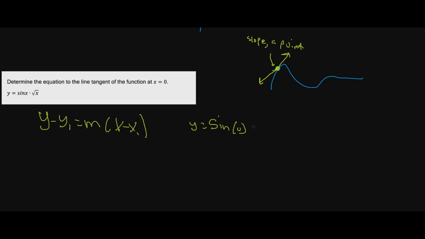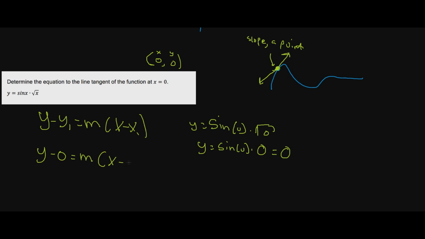So y is equal to sine of 0 times the square root of 0. Even if you didn't know what sine of 0 was, what's the square root of 0? It's 0. And what's 0 times anything? We get 0. So we know for a fact then, okay, I'll write it over here, that my x value is 0, my y value is 0. Boom. All right, awesome. So I can plug these in. Y minus 0 is equal to m times x minus 0. What's left to find is your slope.